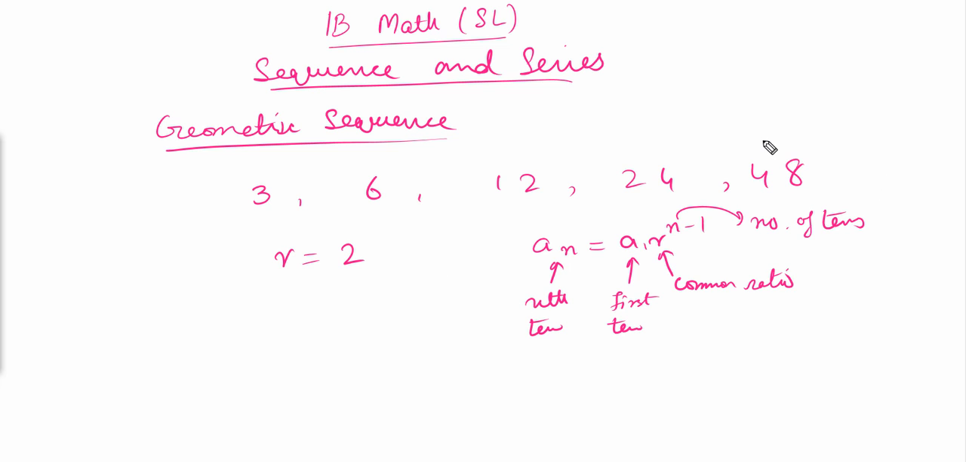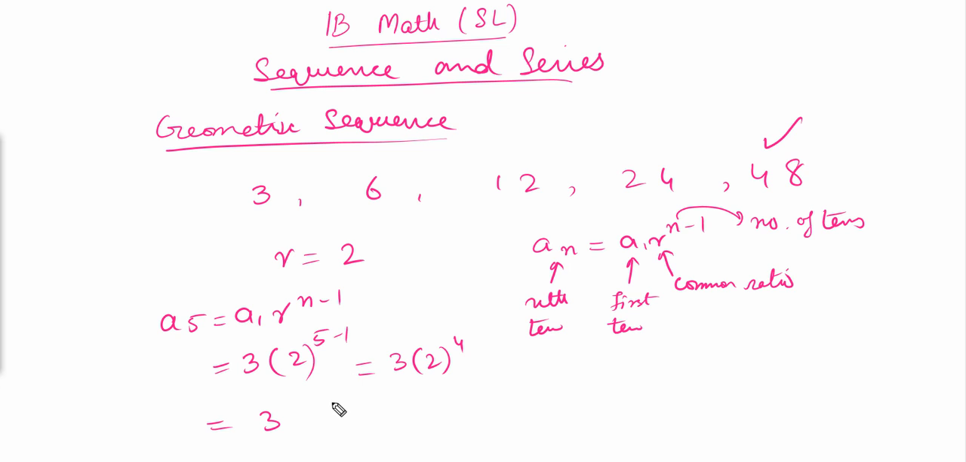So let's suppose we want to find out this fifth term. So I'll write it as a5 equals a1 times r to the power of n minus 1. So the first term is 3, the common ratio is 2, the number of terms is 5, so it'll be 3 times 2 to the power of 4. Now 2 to the power of 4 is 16, so 16 times 3 will give us 48. So here we have 48 as the fifth term. So this is the formula for the nth term.